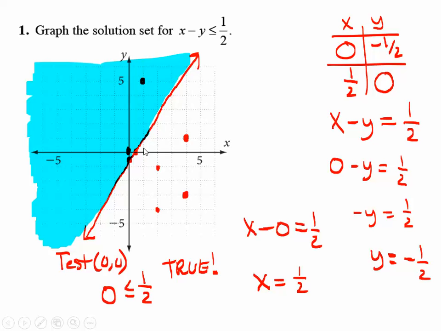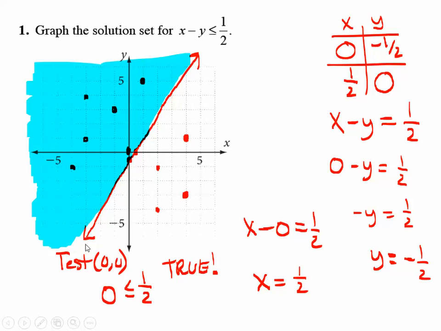So let's take a look at this one. This would be what, 5, 1? Or sorry, 1, 5, right? So 1 subtract 5 is a -4, and is -4 less than or equal to 1/2? Sure is. Okay, so all these points here will all be true points.